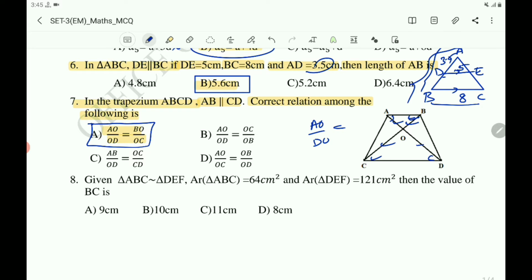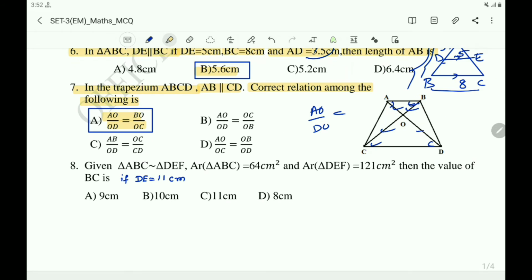Option A is the answer. Then now the question number 8, given triangle ABC similar to triangle DEF, area of triangle ABC equals 64 cm square and area of triangle DEF equals 121 cm square, then the value of BC if DE equals 11 cm. Here what we have to find out? We have to find BC.